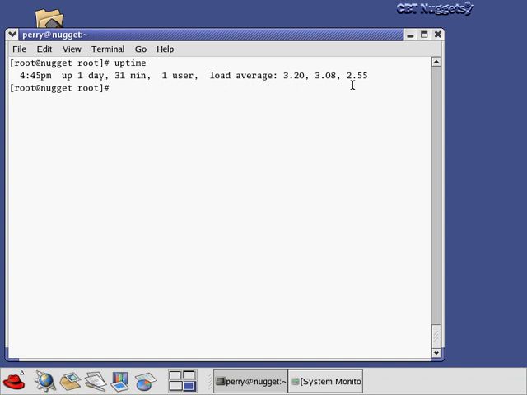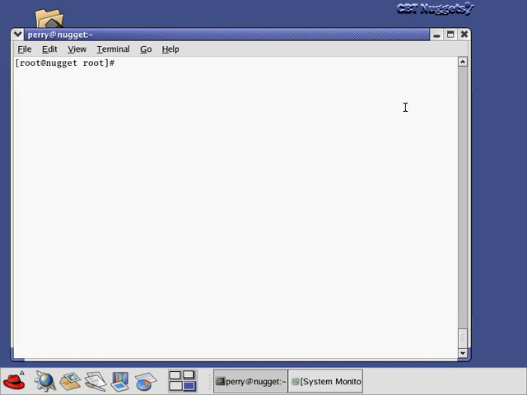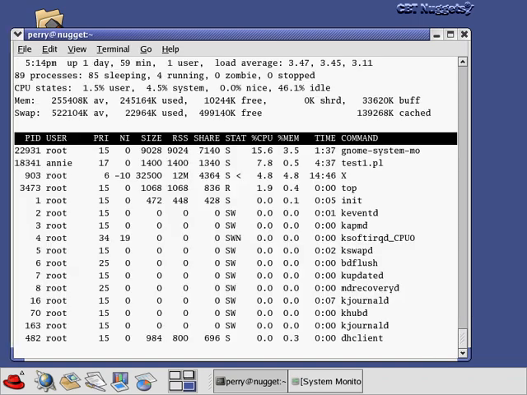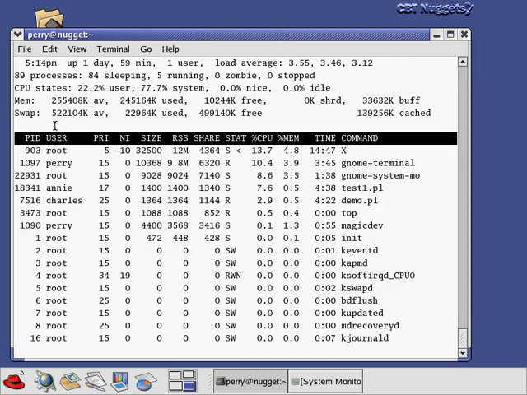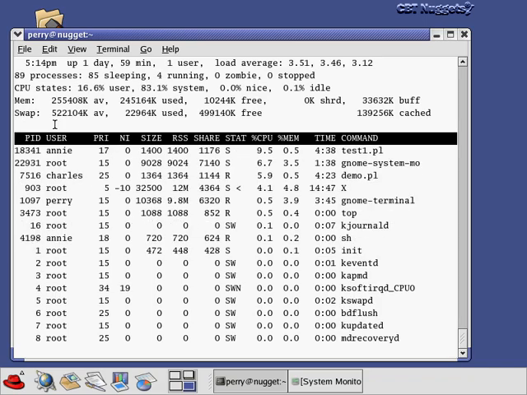Now let's look at the top command. We ran the top command back in the introductory videos. I just want to run it again real quick to refresh your memory. Top is a program that updates the screen dynamically based on the most current information about how many resources the processes on the system are consuming.